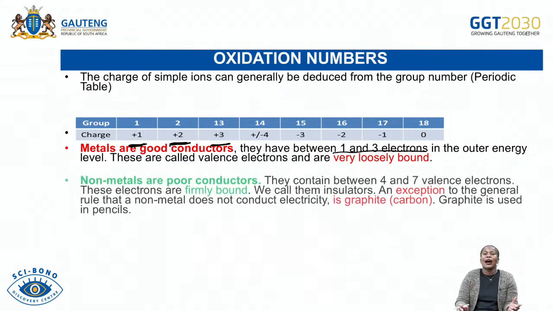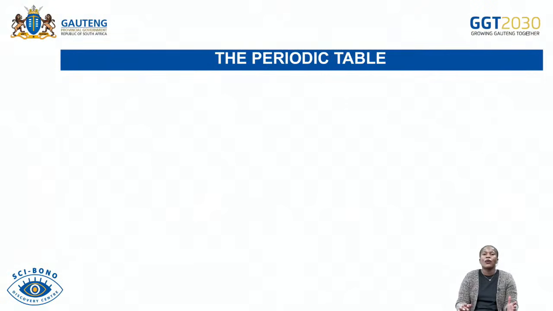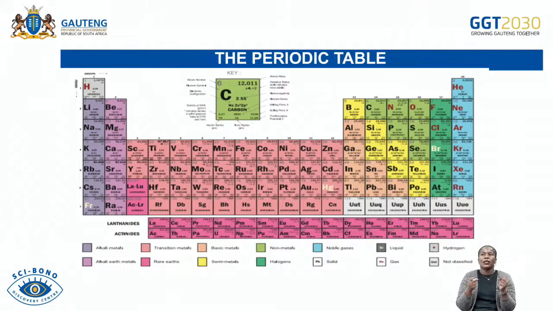They are unlike our non-metals, which are poor conductors. Okay, they contain about 4 to 7 valence electrons. They are firmly bound. We don't easily lose them. They rather gain the electrons. All right, and then we have our semi-metals, which are found in the middle. They sometimes behave like a non-metal, sometimes like a metal. So they are just in the middle, just as they are positioned.